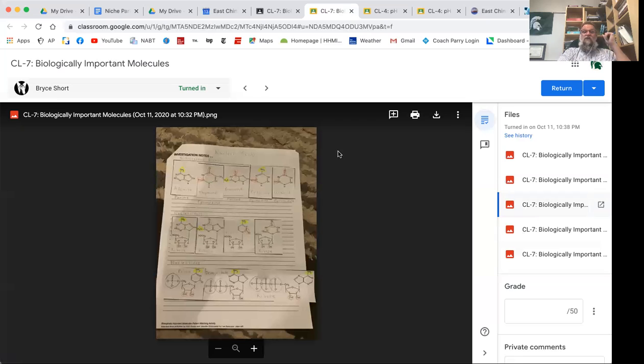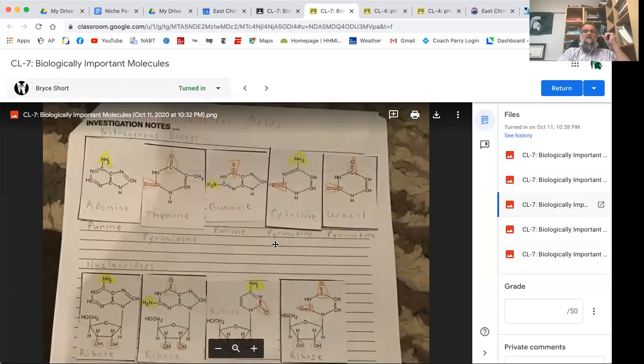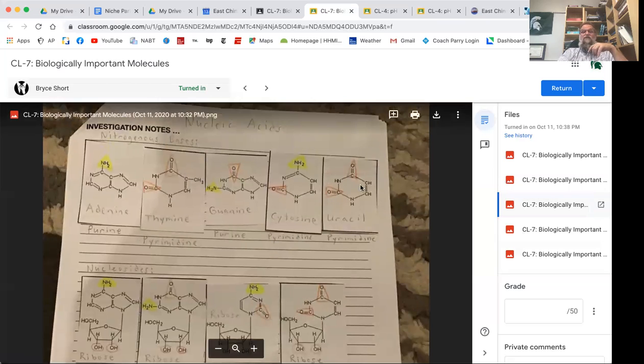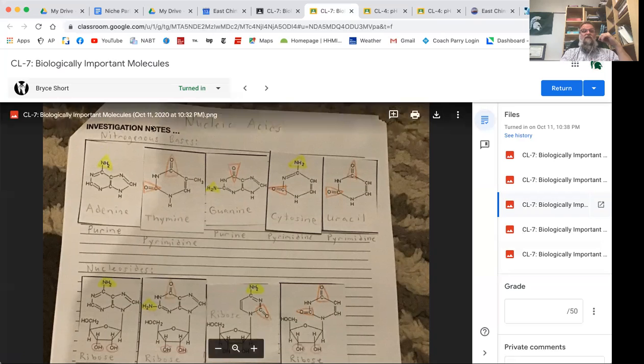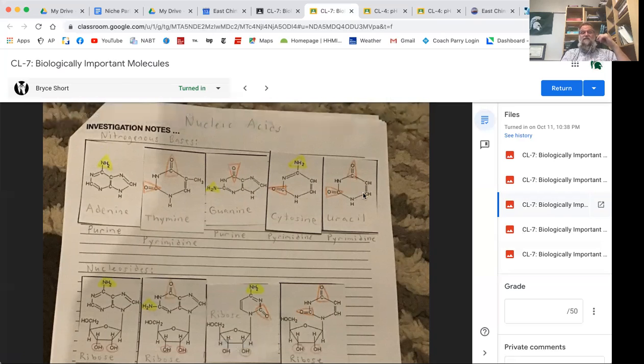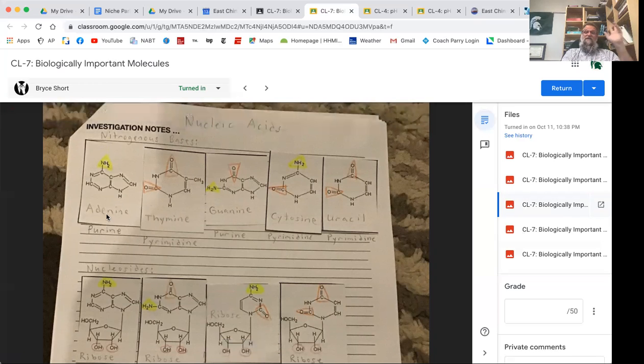Then here we have the nucleic acids. Up top, he has done as directed to identify the five nitrogen bases. You may recall in DNA and RNA there are five different bases. If you look at these rings, they all have N's in them. They all have nitrogens. They're nitrogen bases. And you have adenine, thymine, guanine, cytosine, and uracil. Those are the five different bases.